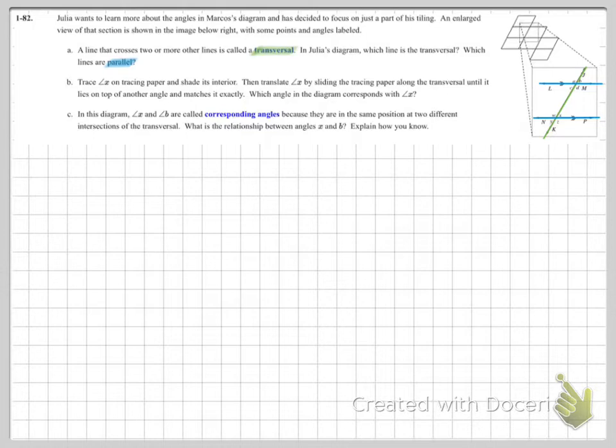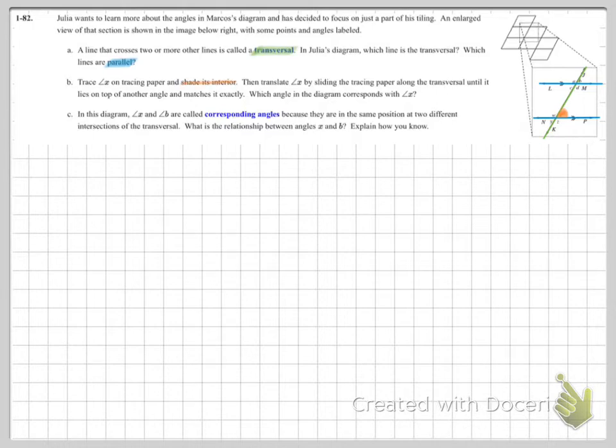Okay, moving on to B. We want to trace angle X on tracing paper and shade its interior. At this point, if you have tracing paper, go ahead and grab it. If you don't, remember that you can use a regular blank sheet of paper. Just make sure that it's not too close to the lines on the lined paper. We want to look at angle X itself. It says to color it, so I'm going to color it in orange and shade its interior.